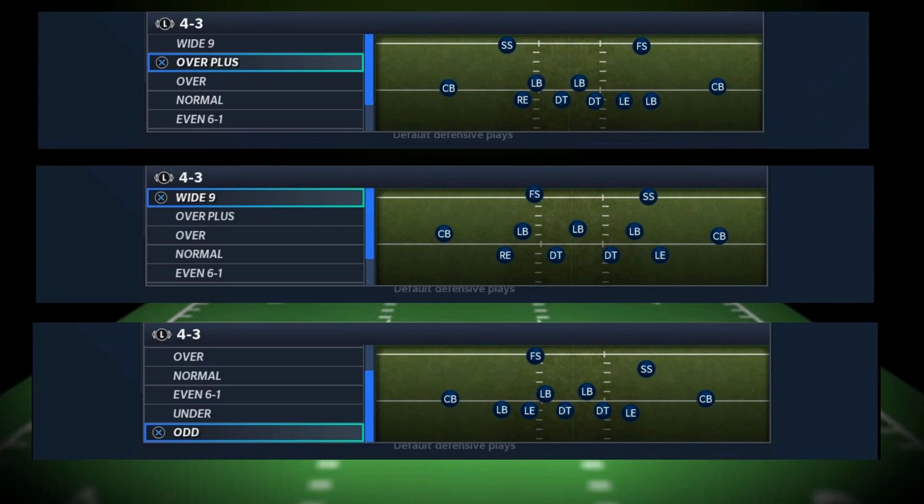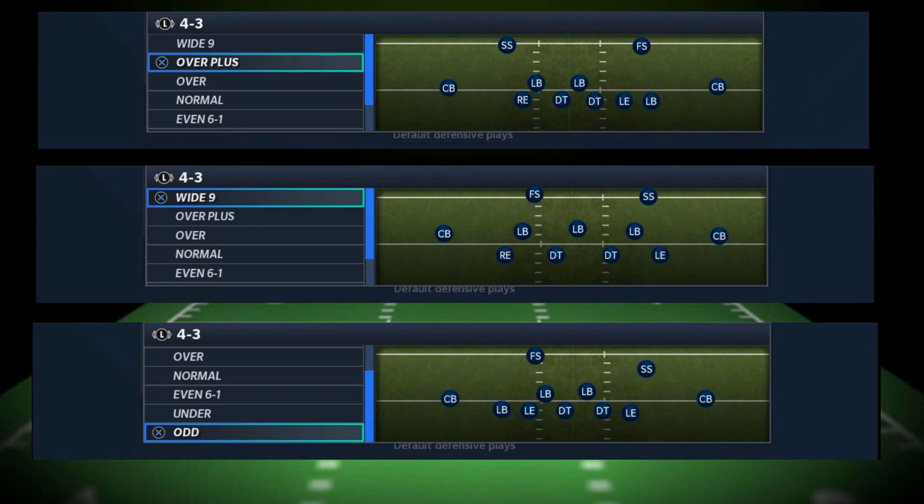4-3 wide 9, you have gaps. The difference between 4-3 wide 9 and 4-3 normal and 4-3 over and 4-3 over plus is that your DTs and your left ends, your first area, are spread out. So you have a gap there, just run right in the middle. And to do a dive run, just run right through the middle.